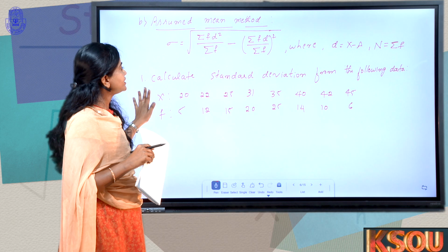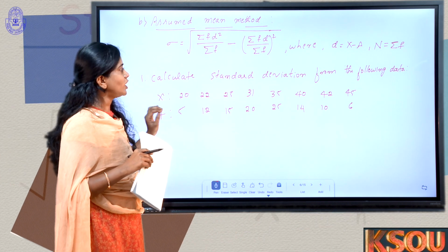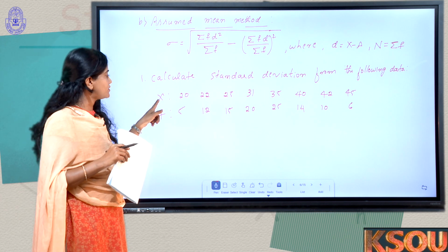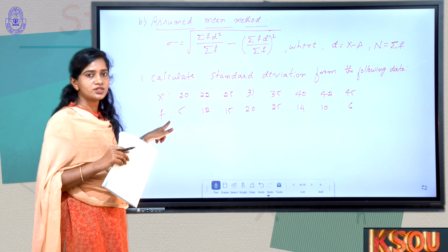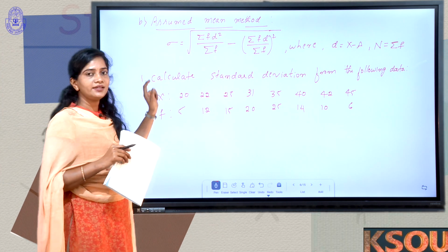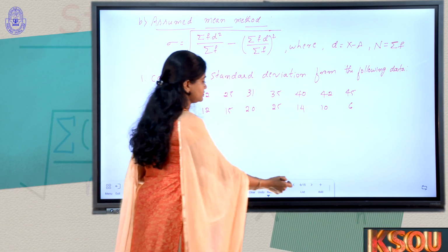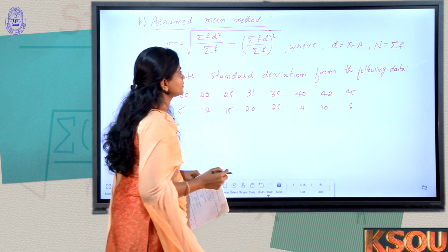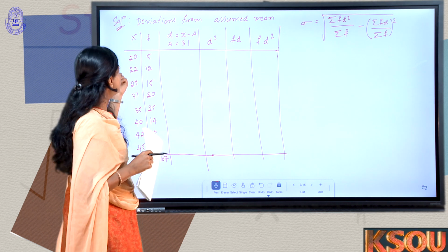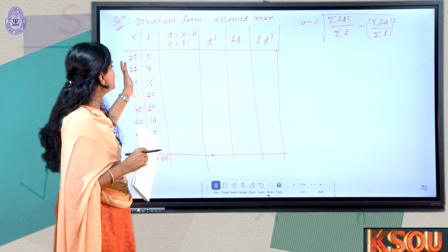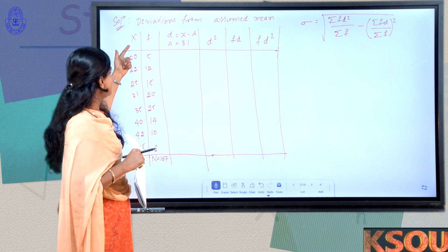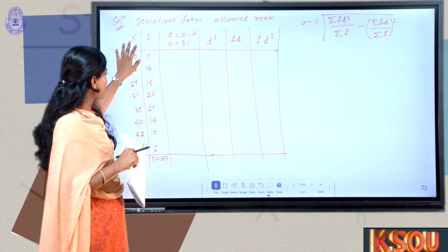Calculate standard deviation from the following data. Here you can see you have x variables and f values. By using x and f, you will have to determine the standard deviation value. So here you have a solution for that question. For the deviation from assumed mean, you will have to take x and f as it is.